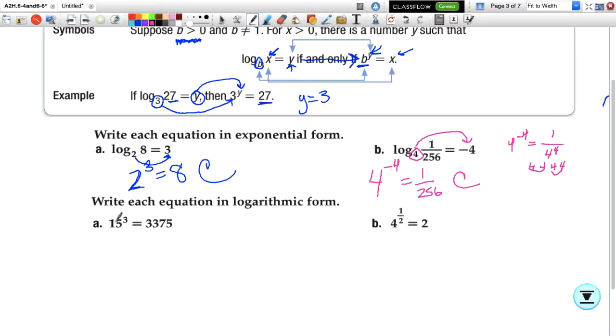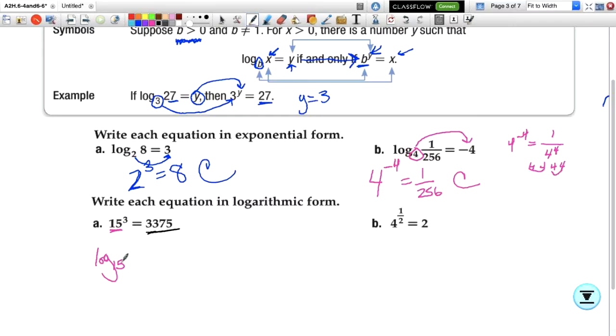Going from exponential to logarithmic form, we want to do the same thing. You're going to start off with your word log. Then you're going to find your base, right? The number that holds up your exponent. Our base here is 15. Then we're going to go to the other side of the equal sign. That is the number that goes with it.